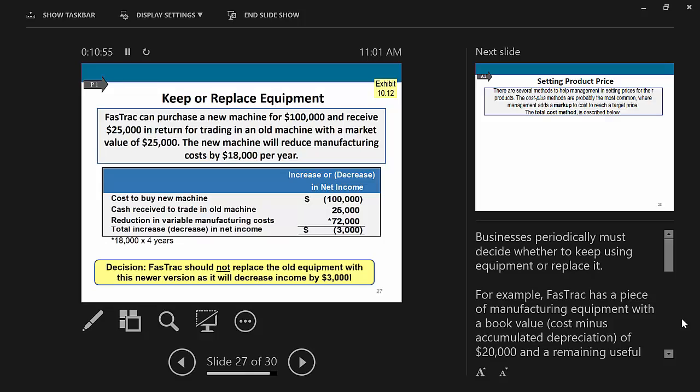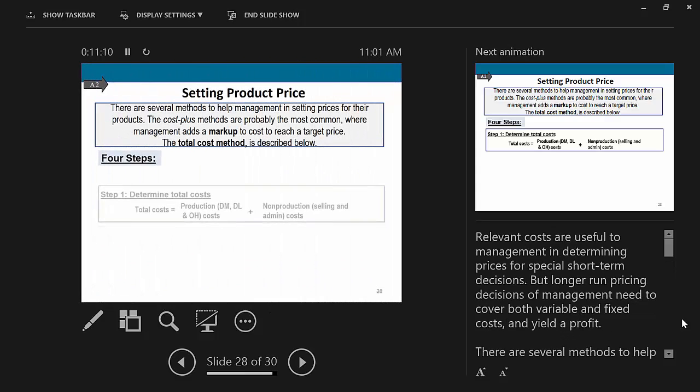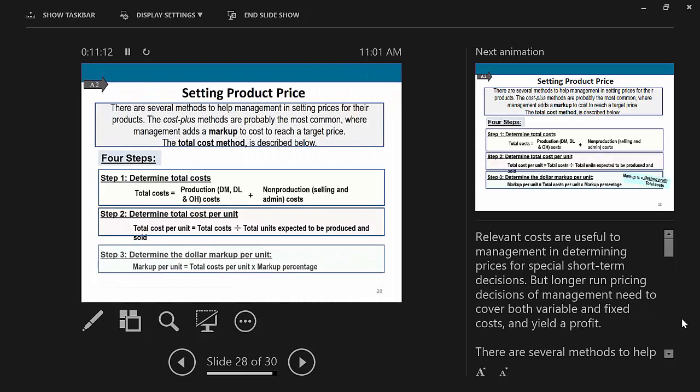Okay. They say it'll decrease income by 3,000. What year? I mean, we're talking about 4 years. I should have deleted this slide. Okay, all right. Let's take a look at setting product price.